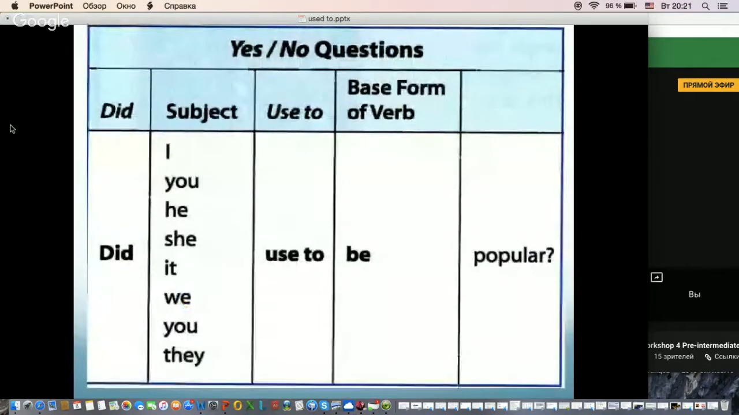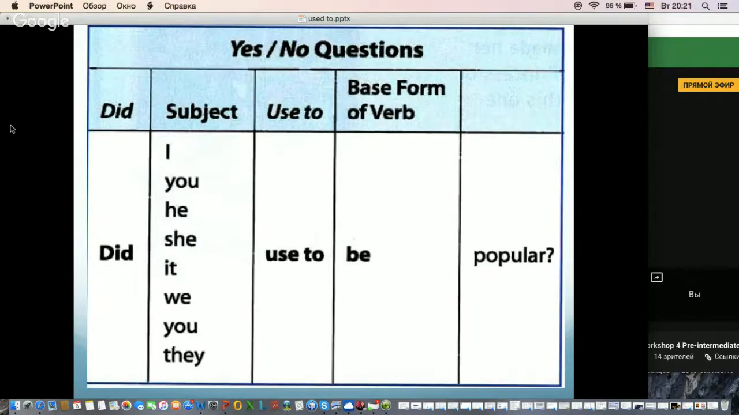Okay, and what about the questions? As usual, when we make the question, then the auxiliary verb, то вспомогательный глагол или глагол-помощник goes to the first place. So then what do we have?